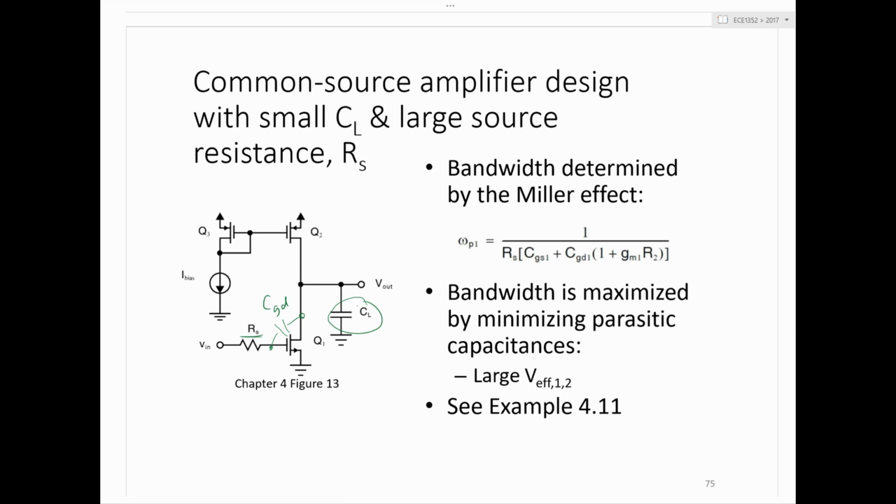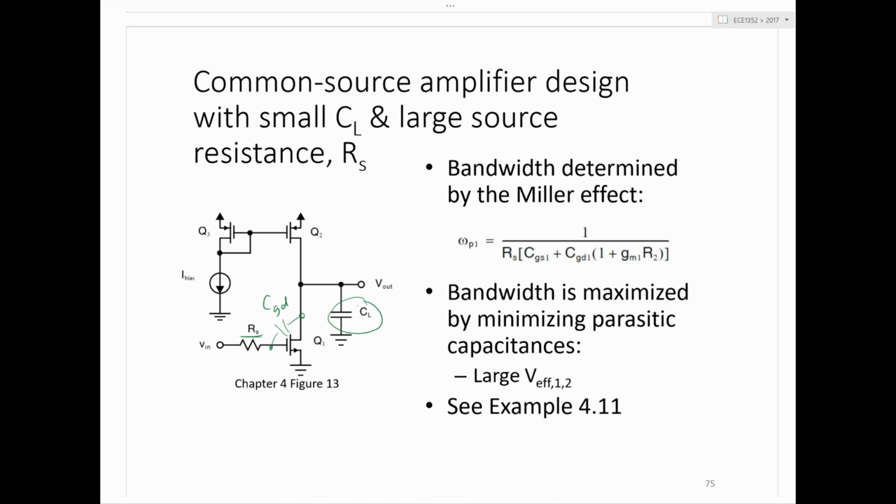So under that circumstance, what would be the considerations in your mind as a designer? Well, if you need to achieve the most possible bandwidth, allowing yourself only a certain amount of current, how would you achieve that? How would you size Q1?